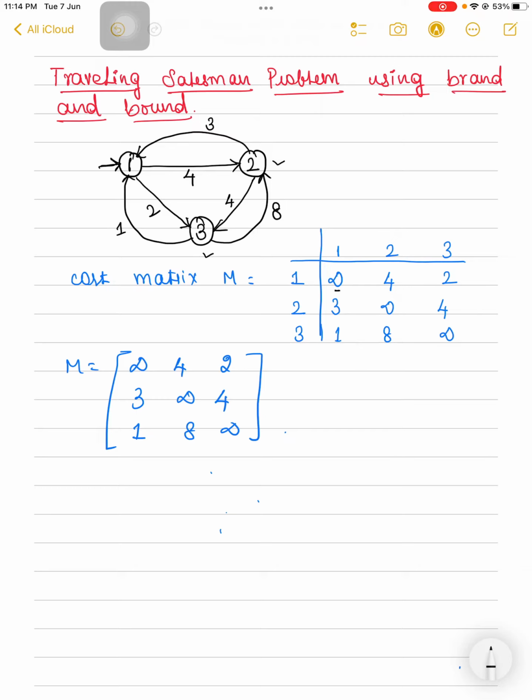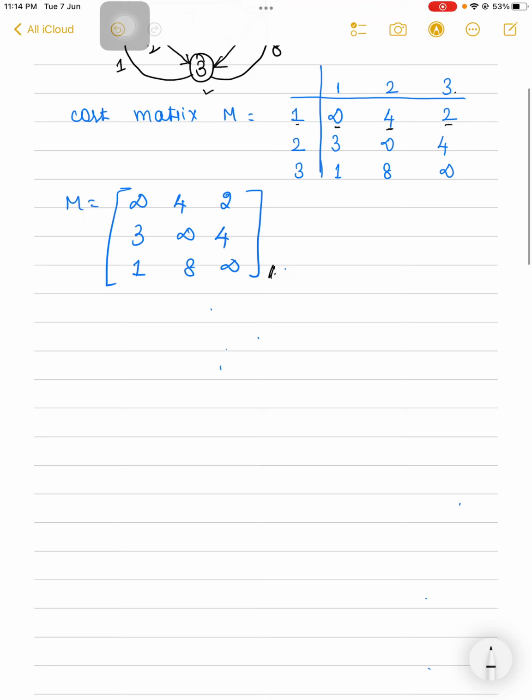Similarly, from vertex 2 to 1 the edge is present with the cost 3. From 2 to 2 there is no edge present, so I have written infinity, and from 2 to 3 there is an edge with cost value 4. Similarly, for 3 to 1 it is 1, 3 to 2 it is 8, and for 3 to 3 there is infinity. So when there is no edge present, we write infinity. Right, so this is the final cost matrix. After writing the cost matrix, the next step is performing the row reduction as well as the column reduction.